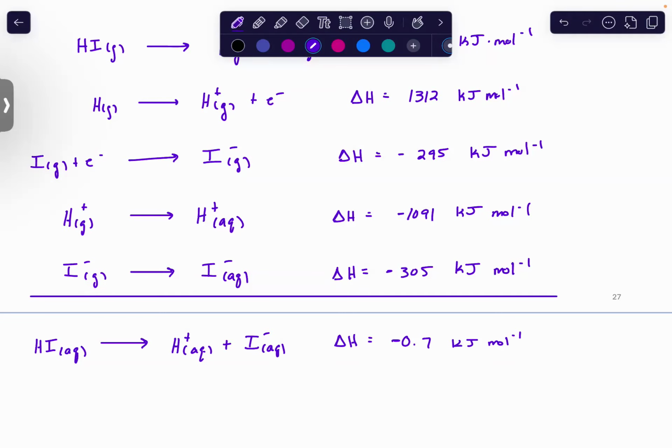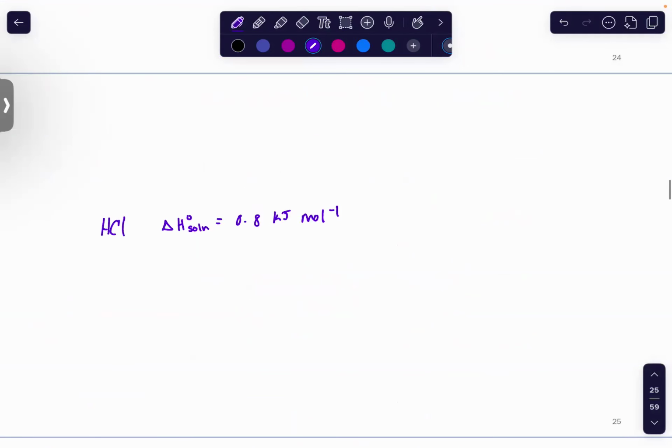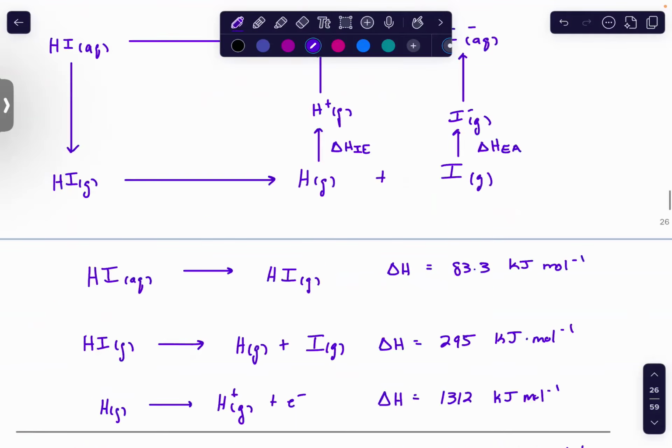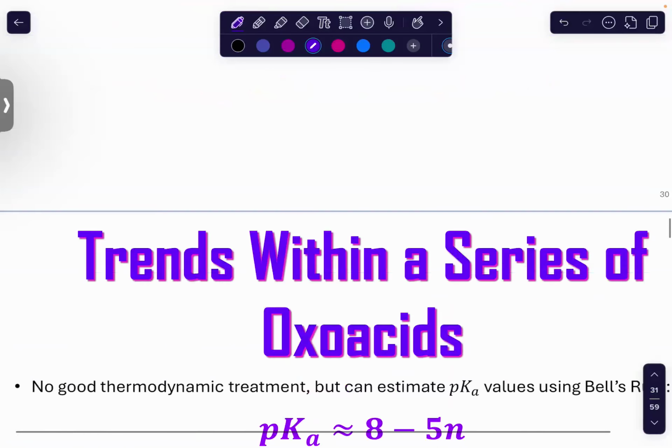a strong acid. But if we actually compare the hydrochloric acid at a positive 0.8 kilojoules per mole and the hydroiodic acid at a negative 0.7 kilojoules per mole, you can see that the hydroiodic acid is more favorable for actually releasing its protons. The thermodynamics of this tell us that hydroiodic should be a stronger acid. So you can actually use this to start approximating the strength of acids. Let's see, what's next?